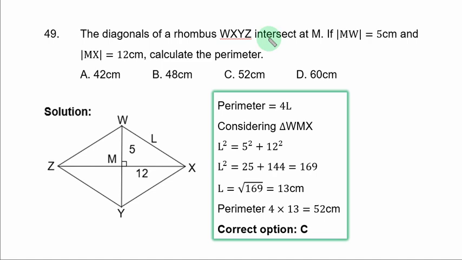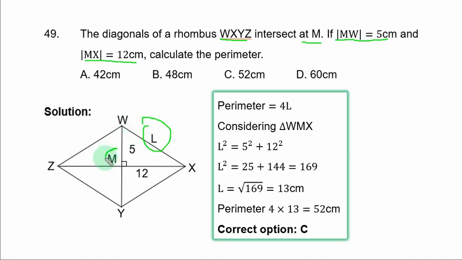Question 49. The diagonals of a rhombus WSYZ intersect at M. If MW equal to 5 cm and MS equal to 12 cm, calculate the perimeter. This is the structure of a rhombus, and perimeter is the distance round the rhombus. But since all the sides are equal, if you're able to get L, multiply it by 4, that gives the perimeter.